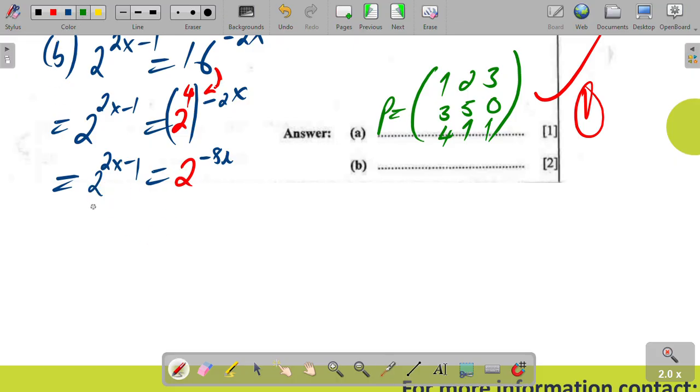So now we have the same bases, 2 here and 2 there. We can actually cancel them so that we deal with the exponent. So we can cancel this, and we'll remain with 2x minus 1 is equal to negative 8x. So I'll write them down here. So it will be 2x minus 1 is equal to negative 8x.